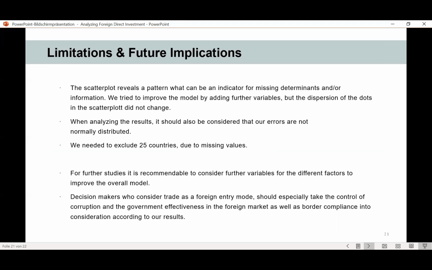And now I'm having a look at the future implications, and it is recommendable to consider further variables for the different factors to improve the overall model. And decision makers who consider trade as a foreign entry mode should especially take the control of corruption and the government effectiveness in the foreign market, as well as border compliance into consideration according to our results.